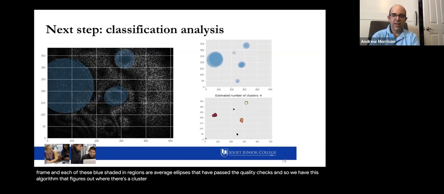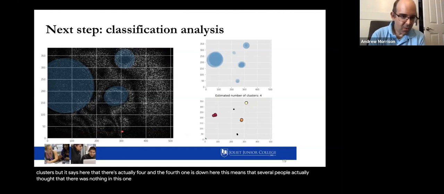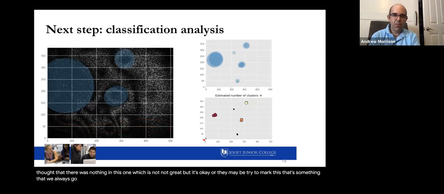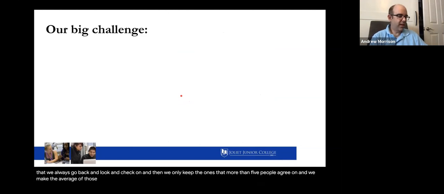We have this algorithm that figures out where there's a cluster and where the outliers are. Now you see here there are 3 clusters, but it says there's actually 4, and the 4th one is down here. This means that several people thought there was nothing in this one, which is not great, but it's okay. Or they maybe tried to mark this. That's something we always go back and check. And then we only keep the ones that more than 5 people agree on, and we make the average of those.